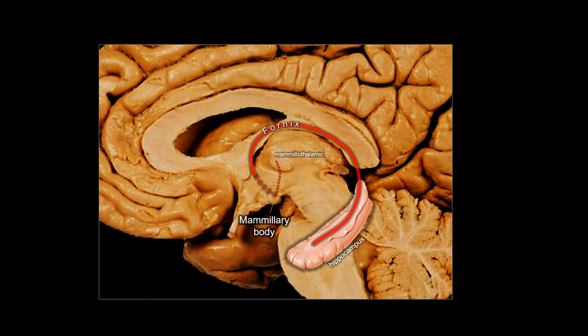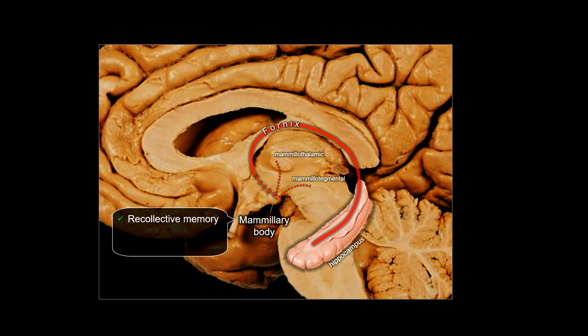The mammillary body is also connected to the anterior thalamus via the mammillothalamic tract, and it connects to the brainstem via the mammillotegmental tract posteriorly. The mammillary body is important for recollective memory. So if there's damage to this area, such as in the case of Wernicke's encephalopathy, the patient may suffer anterograde amnesia. It's also important for spatial memory.